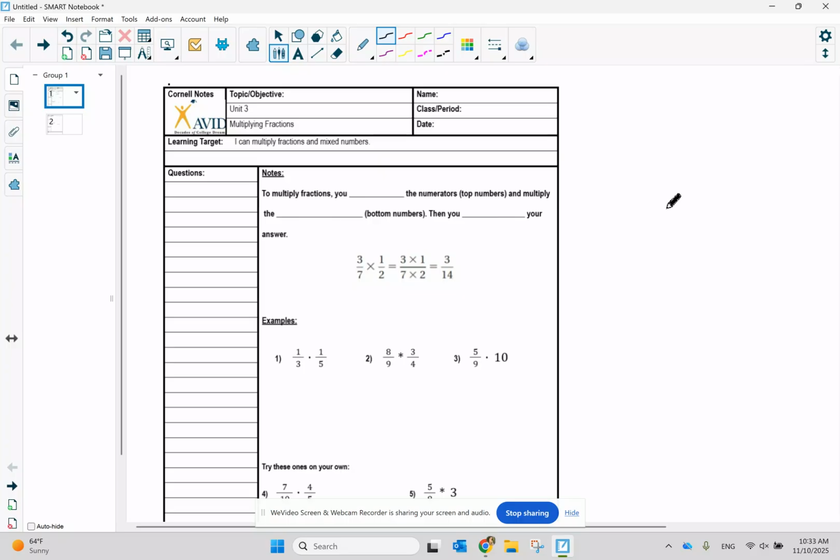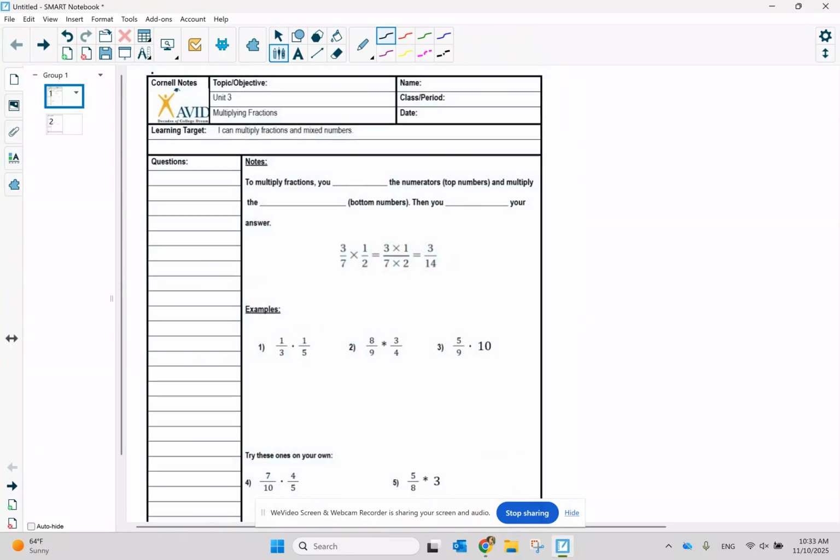Okay, so to multiply fractions, you multiply the numerators, which are the top numbers, and multiply the denominators. I'm going to shorten that to denom because I can't fit that in there. So you just multiply across. You multiply the top numbers, multiply the bottom numbers, and then you simplify your answer. We're not going to really be focusing on simplifying our answers in this video.